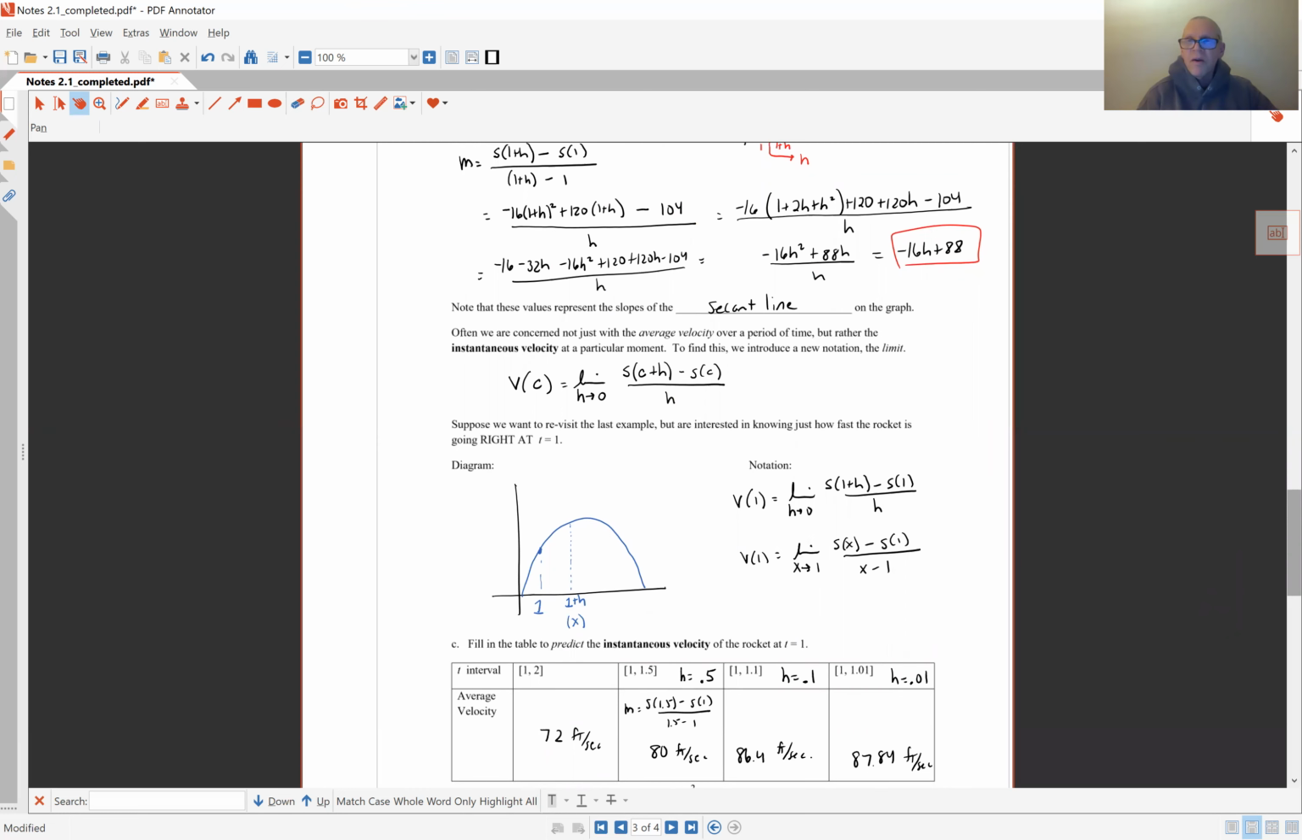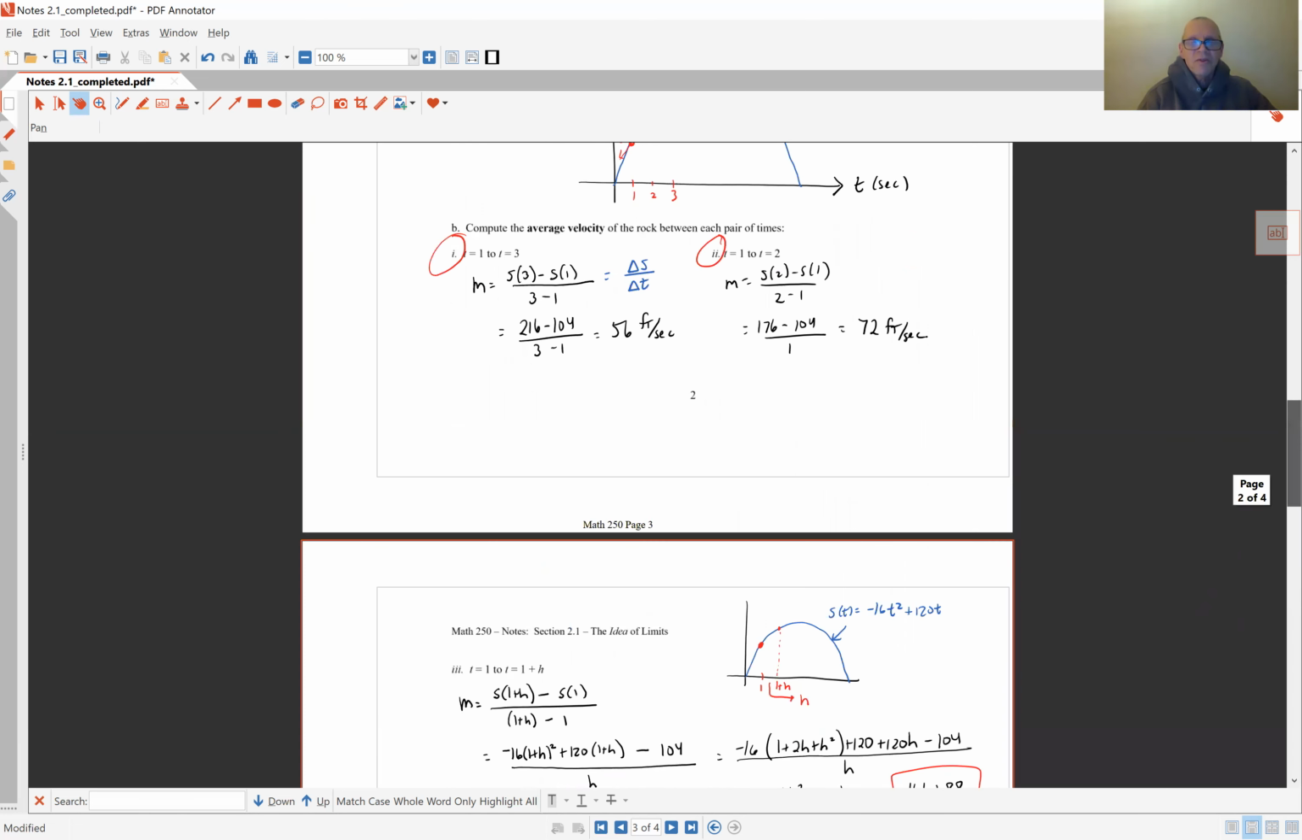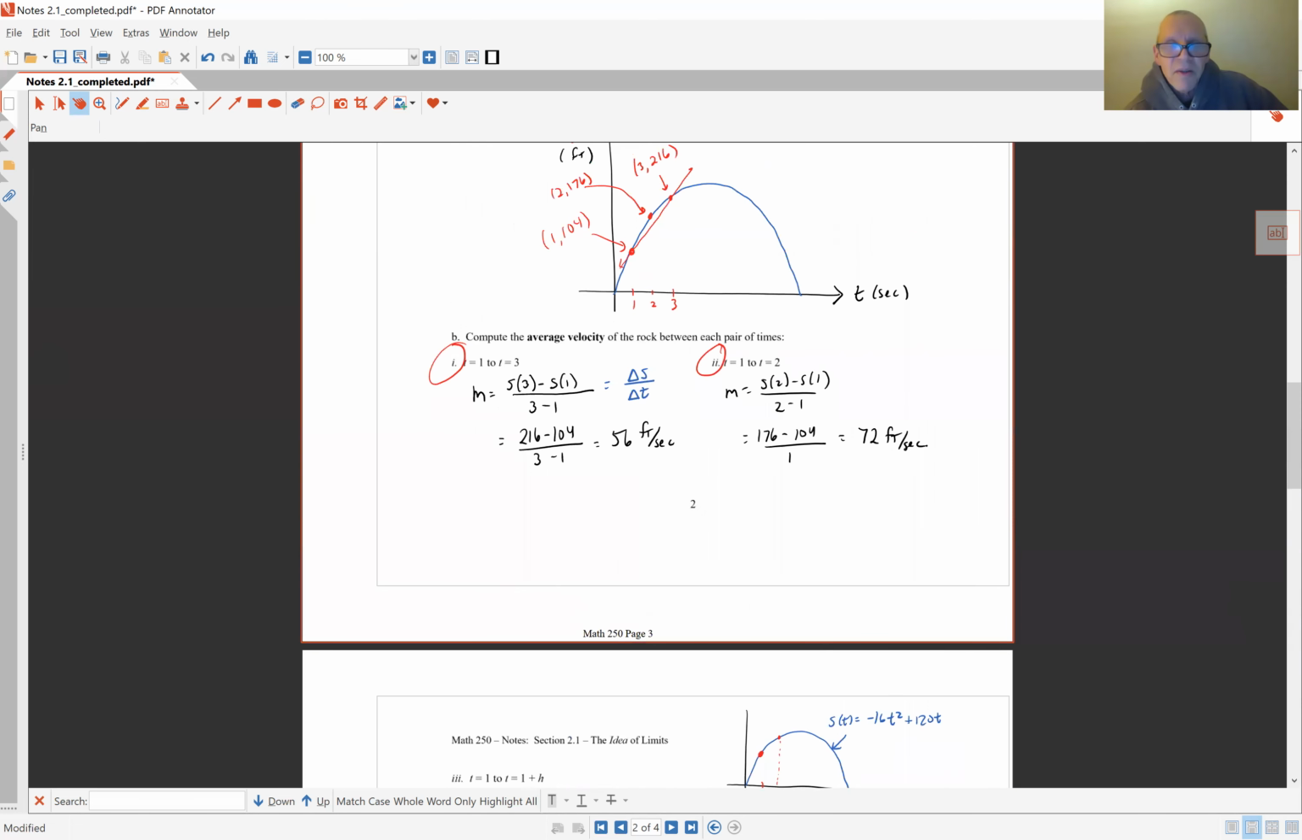Before, we found the average velocities near time t equals 1. Remember, we found the average velocity when we go from time equals 1 to time equals 3 seconds, and also from time equals 1 to time equals 2 seconds. So what is the limit? If we get closer to 1, what would that average velocity be?